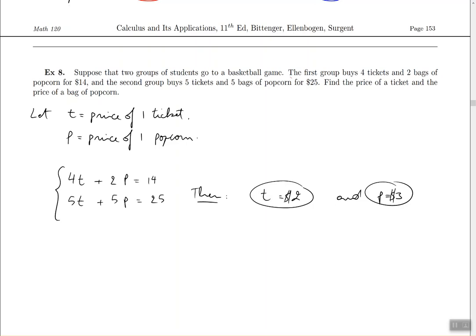And then my equations in this case come from this sentence over here. So the first sentence tells me that 4 tickets and 2 bags of popcorn cost $14. And then again, 5 tickets and 5 bags of popcorn cost $25. So that's gonna give me my equation 1, and that's gonna give me my equation 2. And that's what you're seeing set up over here. And again, I didn't tell you whether I did elimination or substitution because it's not gonna matter at the end of the day. We're gonna be using something called the matrix method to find the numbers 2 and 3. So in this case, the price of one ticket is $2 and the price of a popcorn bag is $3.